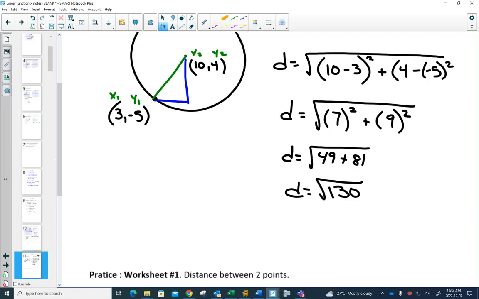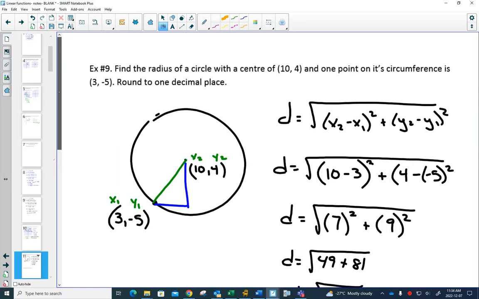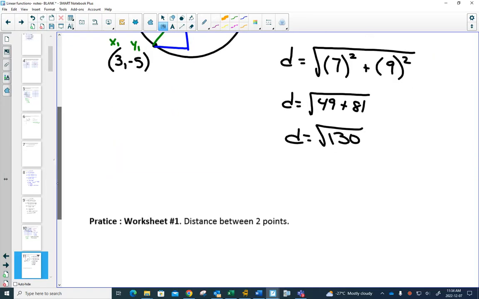Does the question say round to one decimal place? So we go to our calculator, and we take the square root of 130, and we get 11.4.